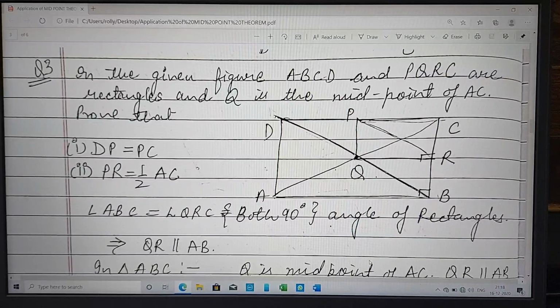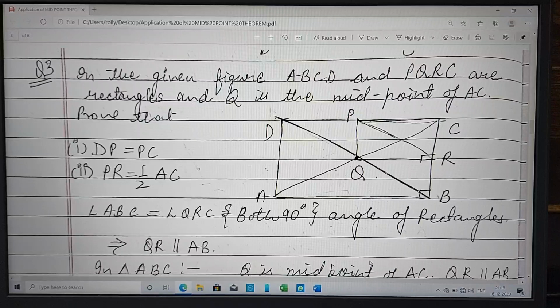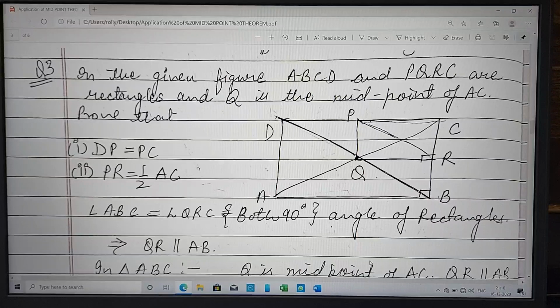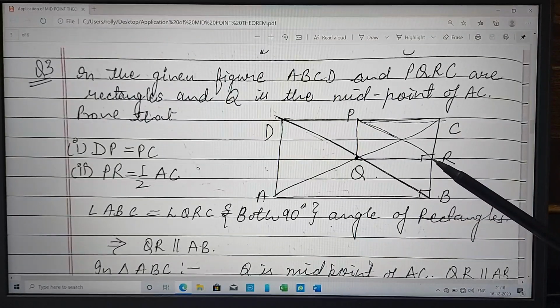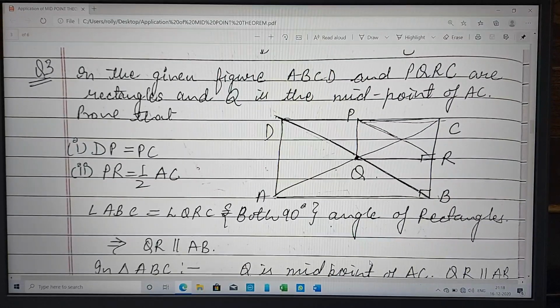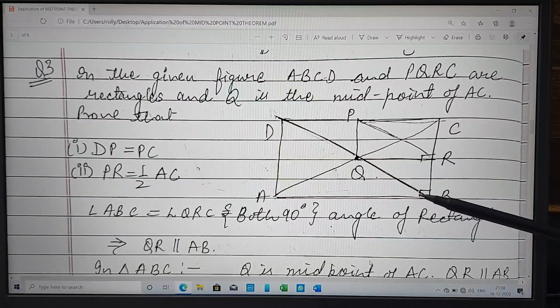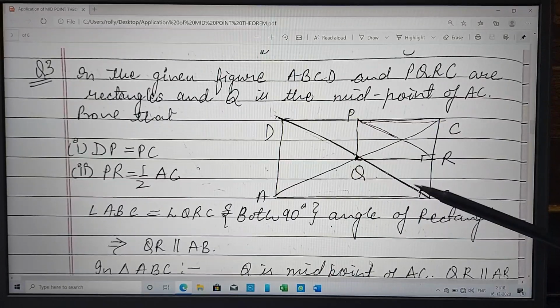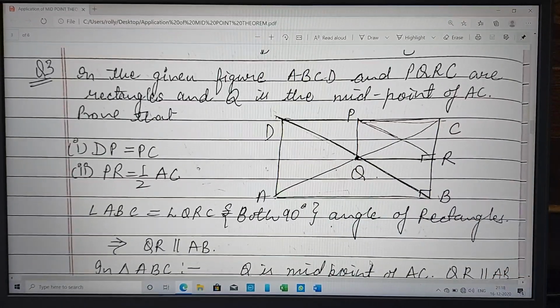So if we have to use the converse of the midpoint theorem, or the midpoint theorem, then we require parallel lines or midpoints. So we'll see. Angle B is 90 degrees and angle R is also 90 degrees because PQRC is a rectangle and ABCP is also a rectangle. These two angles are equal to each other because they are 90 degrees. These angles are corresponding angles. It means QR is parallel to AB. So we have shown that QR is parallel to AB.